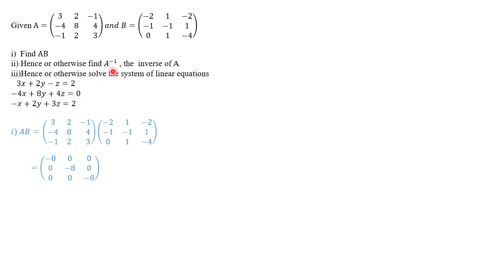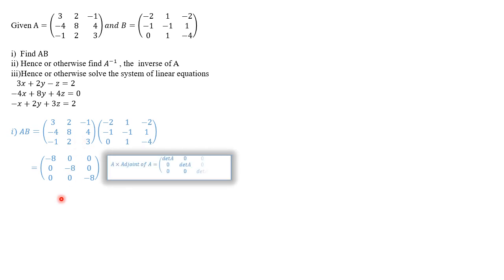The inverse of A is now very simple, because we see that the determinant is minus 8 and the adjoint of A is B. But remember that the adjoint of B will also be A, so that's the same situation. All right, so let's go here.